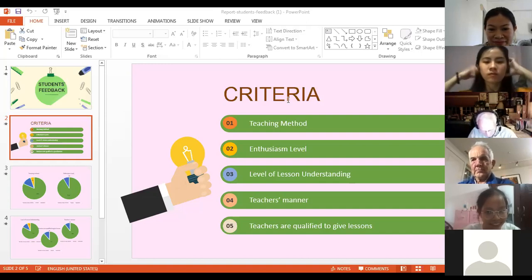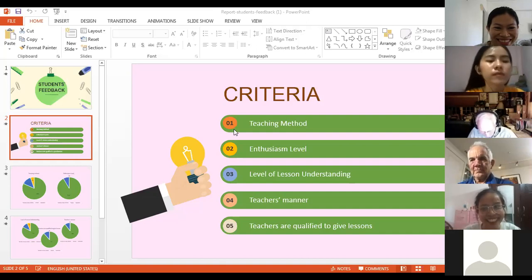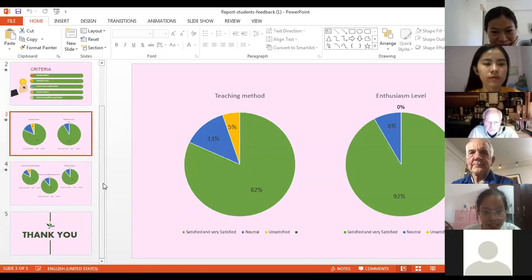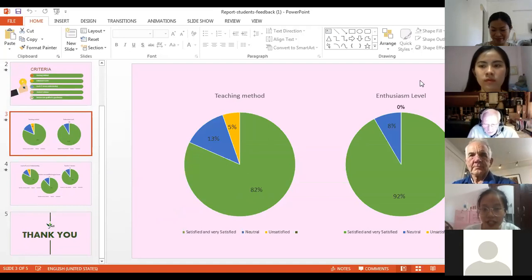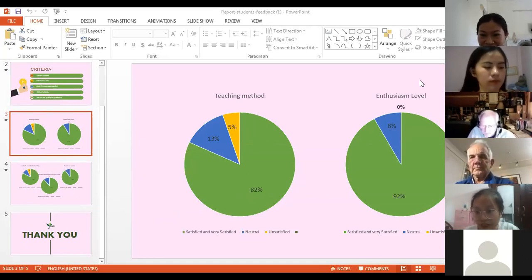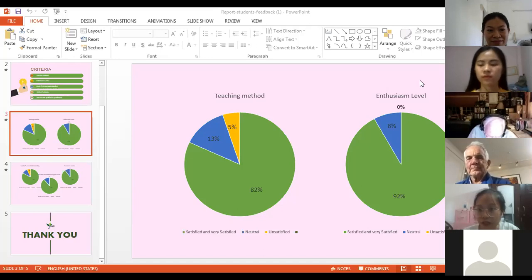So, the first criterion, we can see that the teaching method, 82% of the students feel satisfied and very satisfied with the teachers' teaching methods, and 5% of them feel a little bit unsatisfied. The next one, we have 92% of the students are satisfied, very satisfied with the enthusiasm level of the volunteer teachers, and none of them feel unsatisfied.